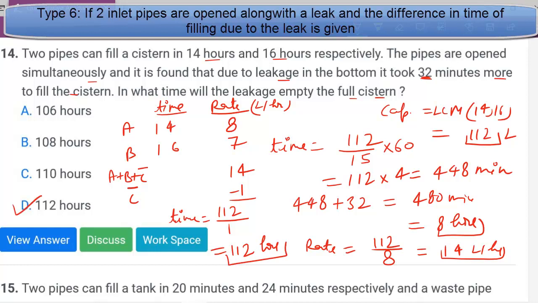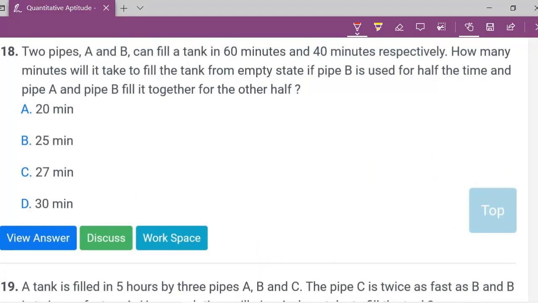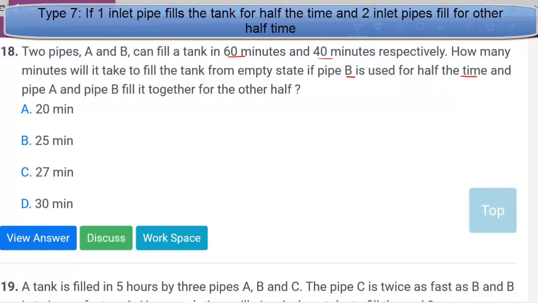So here we have another question. Two pipes A and B can fill a tank in 60 minutes and 40 minutes respectively. How many minutes will it take to fill the tank from empty state if pipe B is used for half the time and pipes A and B fill it together for the other half? So we have to keep this in mind. We will approach in the same manner.